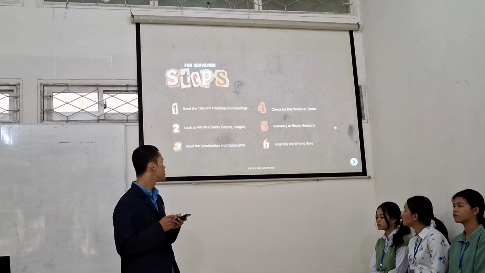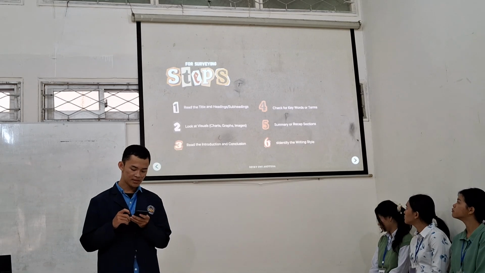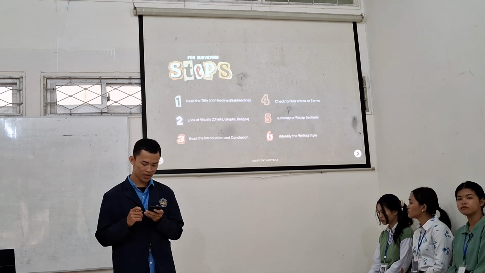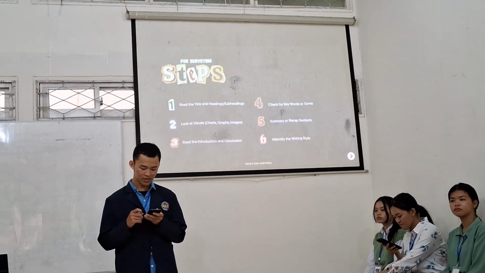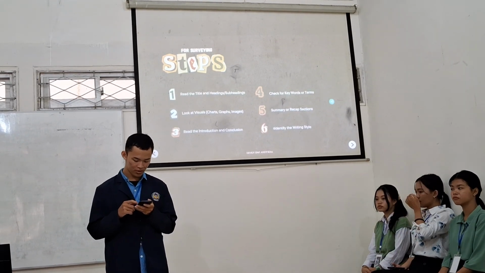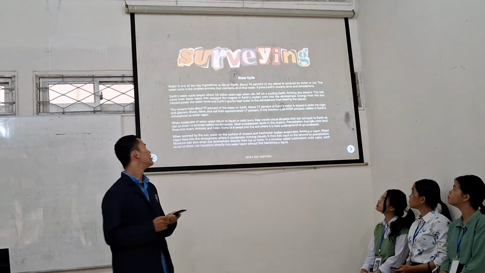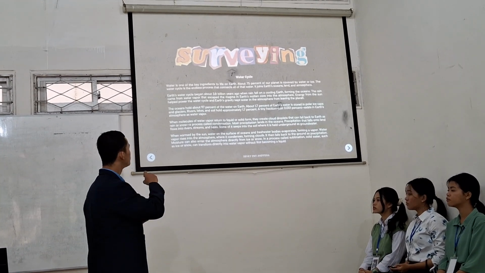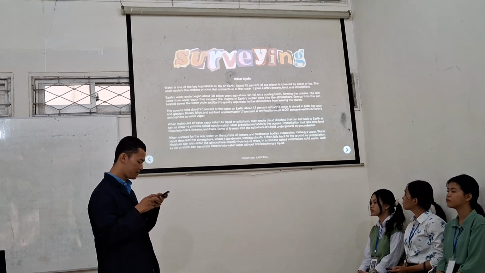And last, identify the writing style. Note if the text is dense, technical, narrative, or explanatory. This can help you anticipate how to approach your reading and which sections may need more focused attention. Okay, this text is an example of how to survey the text.